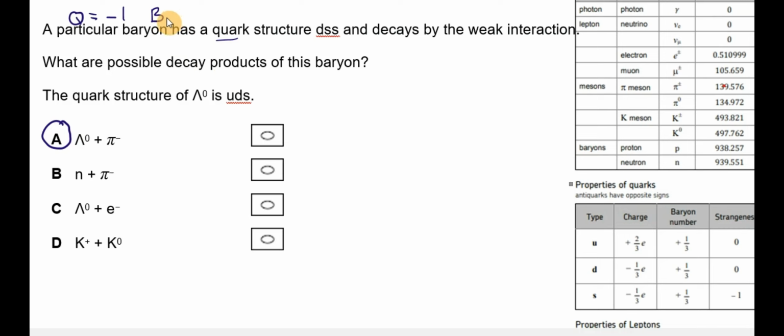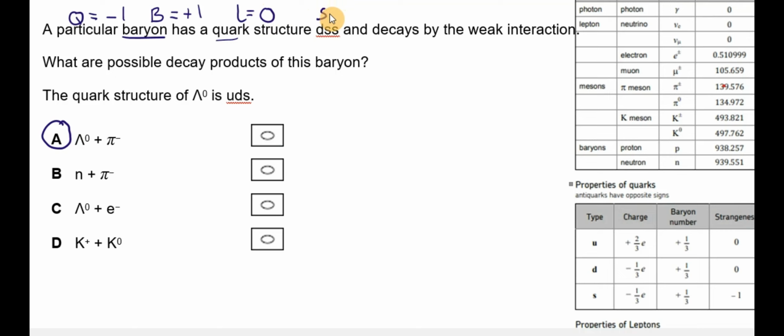We need to find out what baryon number it has. I could just assume that it has a baryon number of 1, but to be 100% sure, we could check the baryon number of a down, strange and strange. The baryon number of the down is plus a third. The baryon number of a strange is plus a third, so one down, two stranges gives a baryon number of plus 1. Lepton number, well, it's a baryon, not a lepton, so the lepton number is 0.